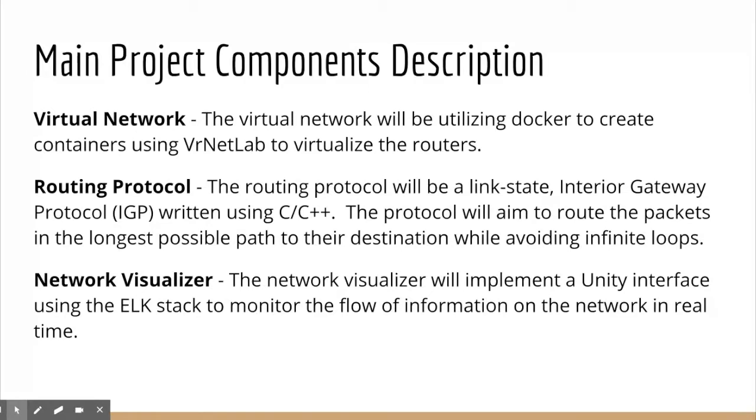The main components of this project are a virtual network utilizing Docker and VRNetLab to virtualize the routers, a link state interior gateway routing protocol implemented in C and C++. This means that the protocol will run on every router within an isolated network. And as the name Scenic Routing suggests, the protocol will aim to route the packets the longest possible path to their destination, or taking the scenic route. And the last component is the network visualizer that will monitor the flow of information on the network in real time, and it will be implemented using Unity and Elk Stack.